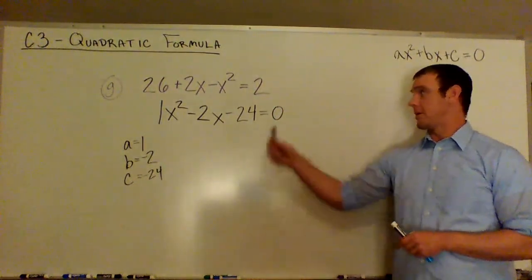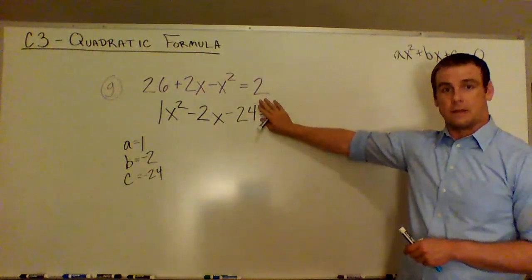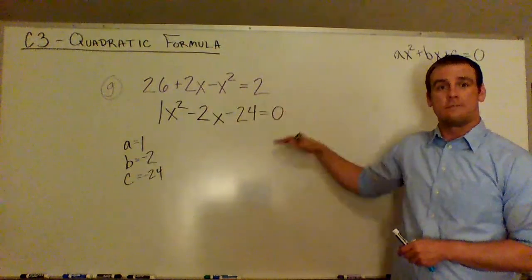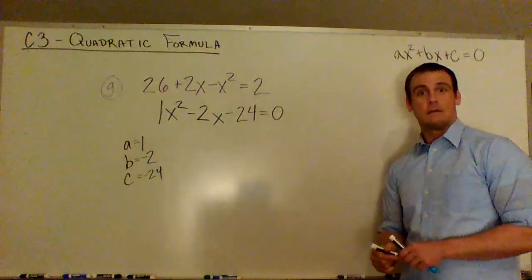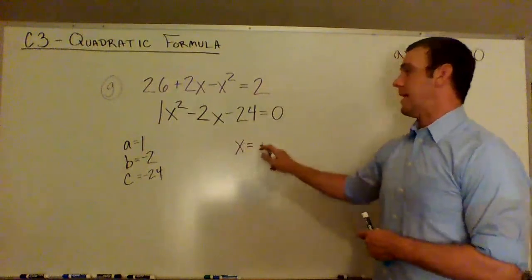Once again, guys, make sure you say equals 0 here. Don't just have it end there. It has to be an equation. You should have an equation every step along the way. Got it? Good. All right, so x equals negative b.